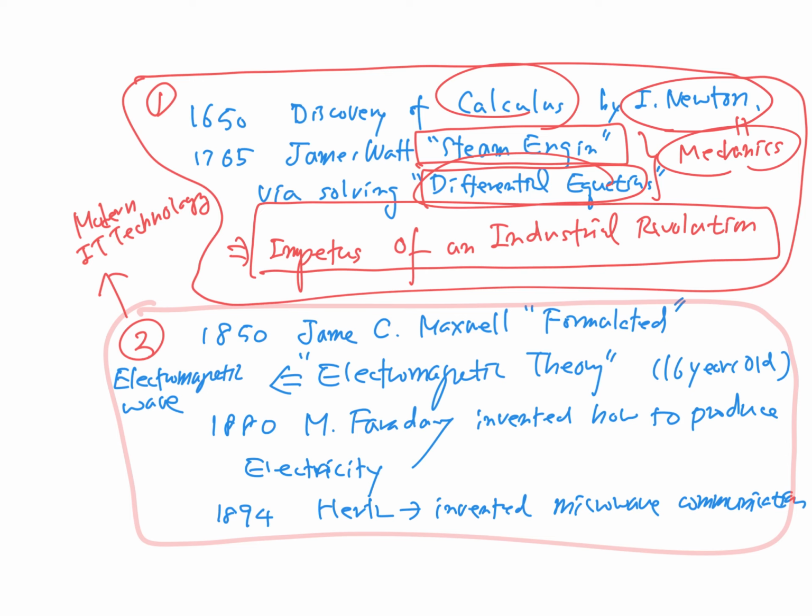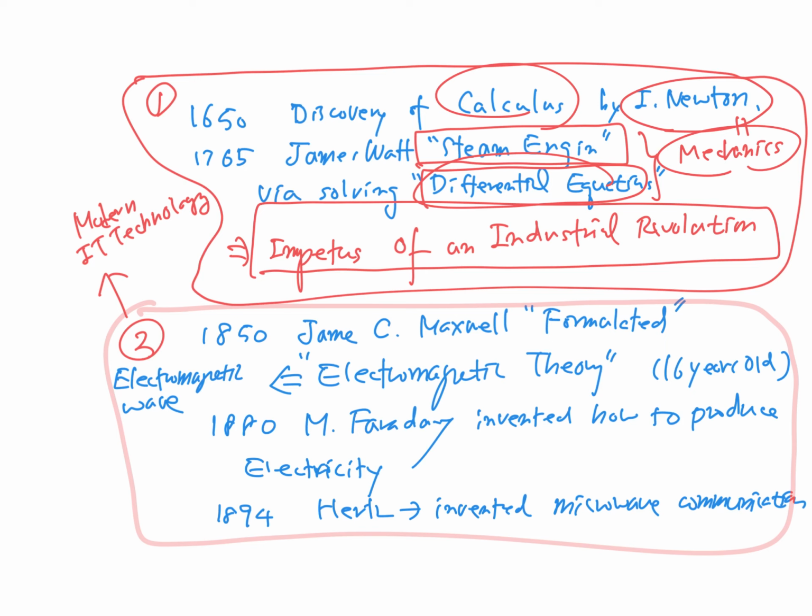And then about 100 years later, after the invention of a steam engine, James Clerk Maxwell formulated electromagnetic theory. And from that, two things came out. One is electricity, 전기. The other one is microwave. So we can communicate through the space or long distance communication.